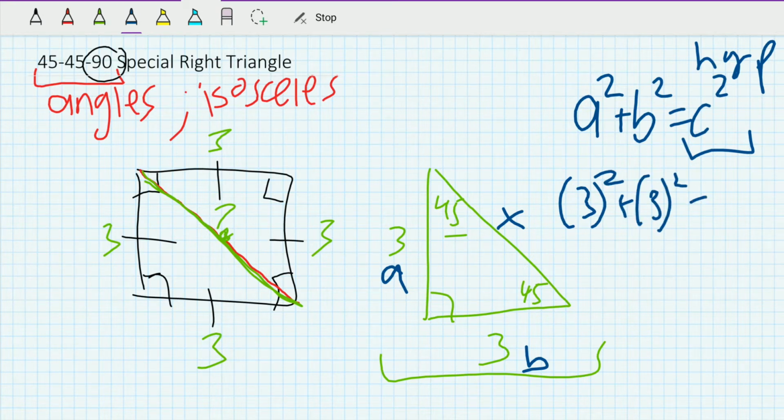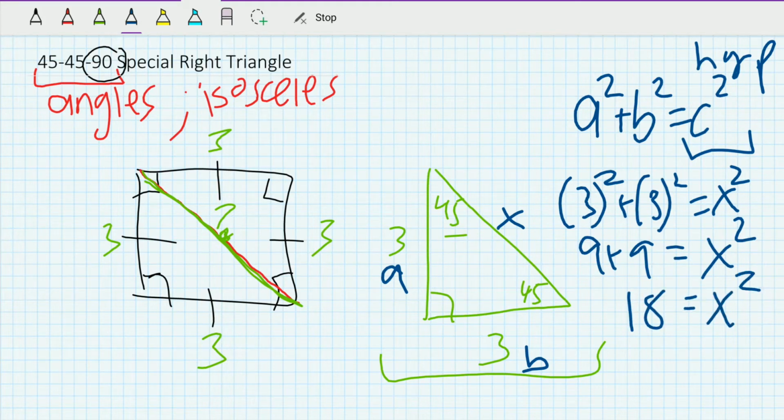And I know for some of you this is super overkill, like you already know what the answer is, but just one step at a time. It doesn't matter. So 9 plus 9 equals x squared. We get 18. And then at this point, you should be able to know how to solve this equation right here at the bottom.